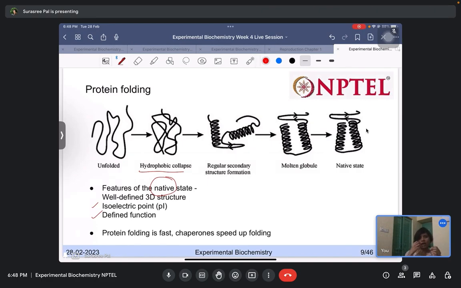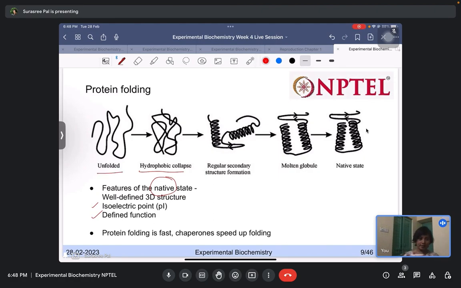So therefore what is actually thought or assumed is that the hydrophobic amino acids fall together, and that is the driving force which actually drives protein folding. So that is hydrophobic collapse. Now after this, so this is an unfolded protein.